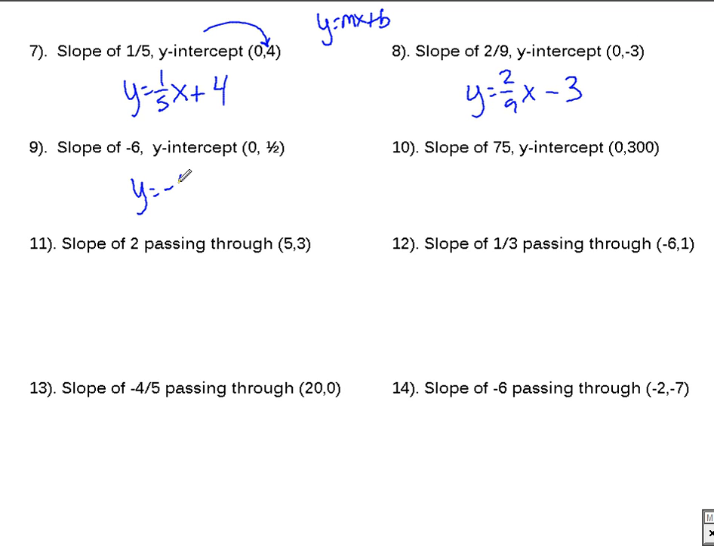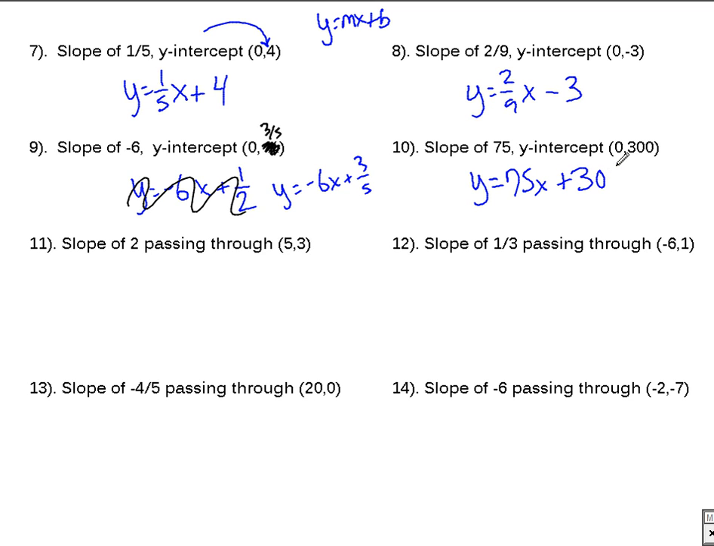In 9, m is negative 6. Slope is, I believe it was 1/2. Actually, on your paper, the intercept was written here as 3 over 5. So really this answer should be y equals negative 6x plus 3 over 5. Just because it's a fraction doesn't mean it can't be your b value instead. All right, and the last one, y equals, slope is 75, so that goes there, plus y-intercept of 300, just that easy. 11 through 14, we're going to use y equals mx plus b.